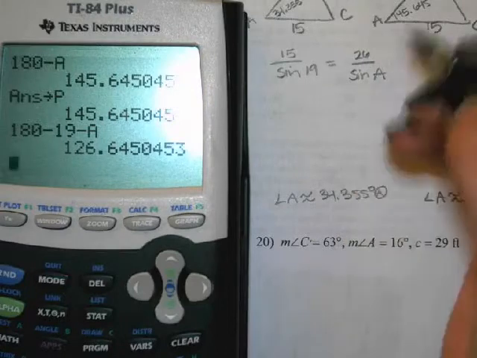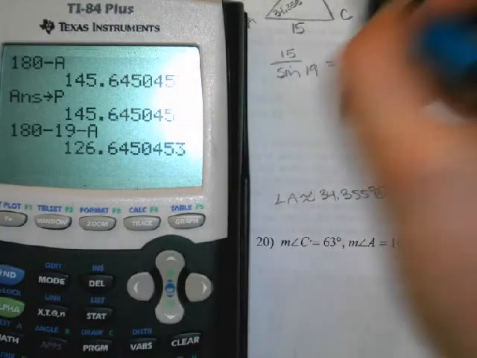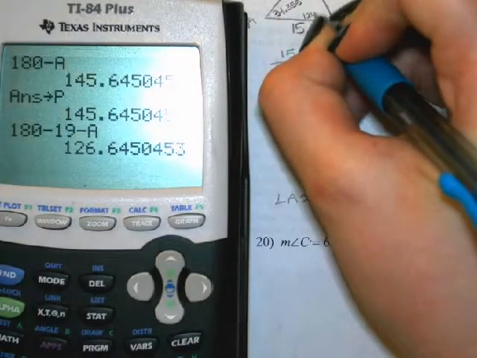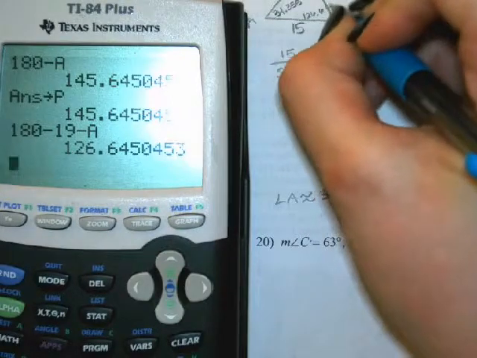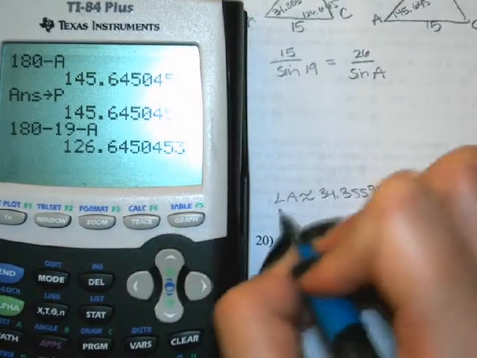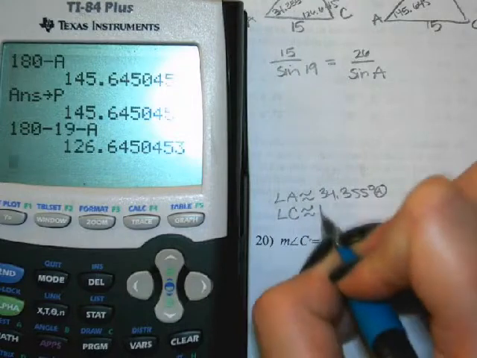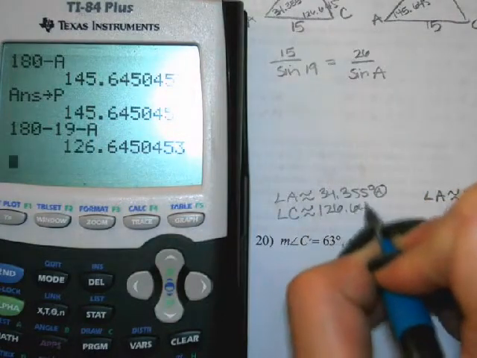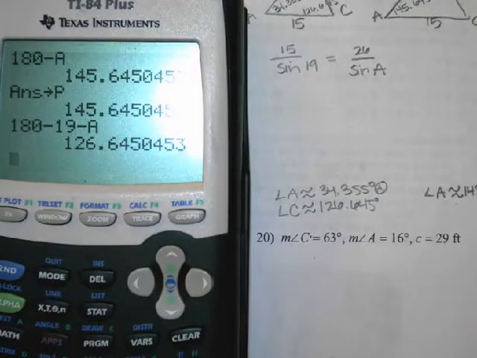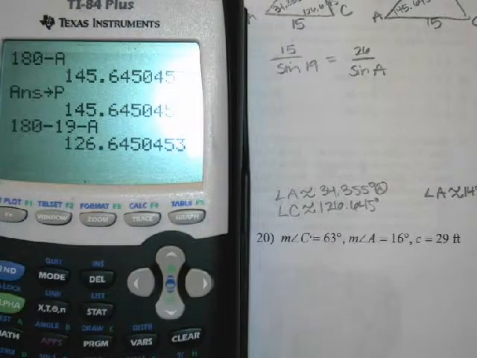All right, so that means that angle C is 126.645. And so down here I'm going to say angle C in this triangle is 126.645. And what do you guys want to store this one as? C?